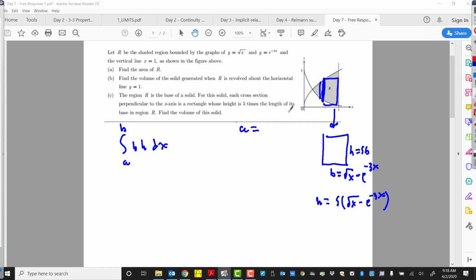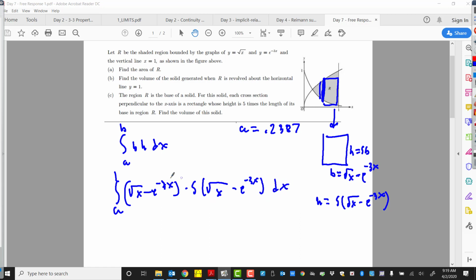A equals 0.2387. Okay, so we're using the integral from a to 1 of b, which is the square root of x minus e to the negative 3x, times 5 times b, the square root of x minus e to the negative 3x dx. We could simplify this by multiplying those together, but that's what we need to set up.